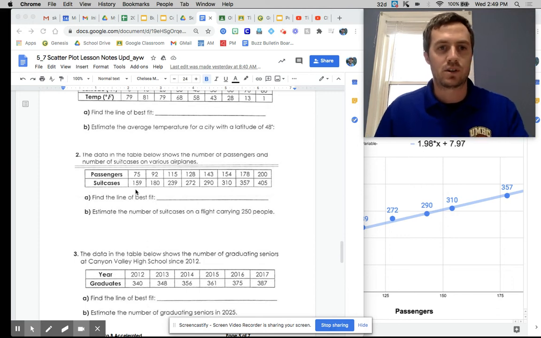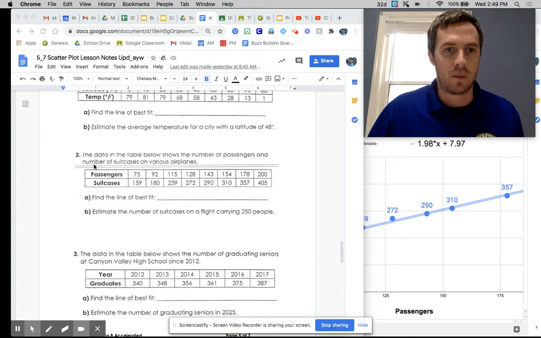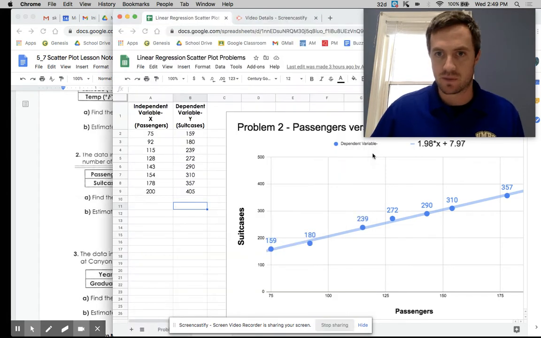Okay, let's take a look at question 2. There's also definitely a few things I want to explain. Okay, so the data in the table shows the number of passengers and the number of suitcases on various airplanes. Now, it should probably make sense that the number of suitcases depends on the number of passengers. So suitcases is dependent and it's on the y, and passengers is independent and it's on the x.